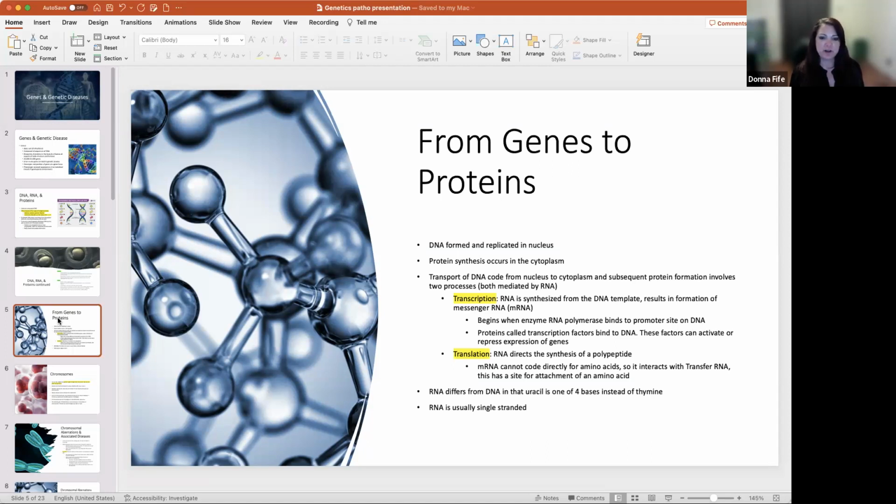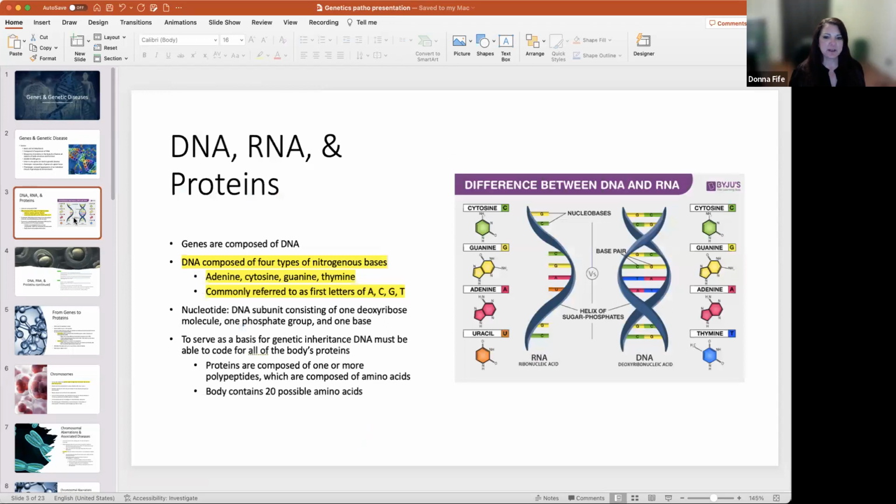For translation, RNA directs the synthesis of a polypeptide. Messenger RNA cannot code directly for amino acids, so it interacts with transfer RNA, and this has a site for attachment of an amino acid. Now, RNA differs from DNA in that uracil is one of the 4 bases instead of thymine. RNA is usually single-stranded. I had on this slide the differences between DNA and RNA, so you can see the differences here, and that RNA has uracil in the chain, and this one has thymine instead.